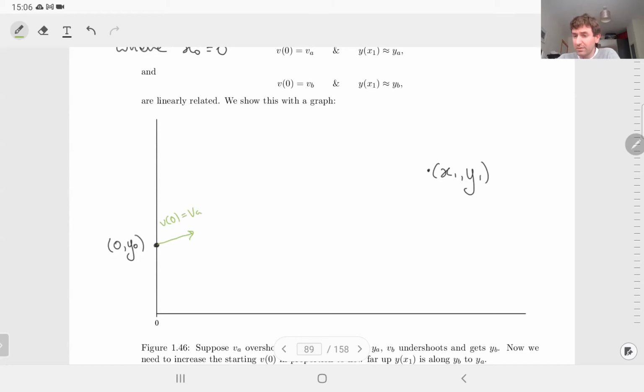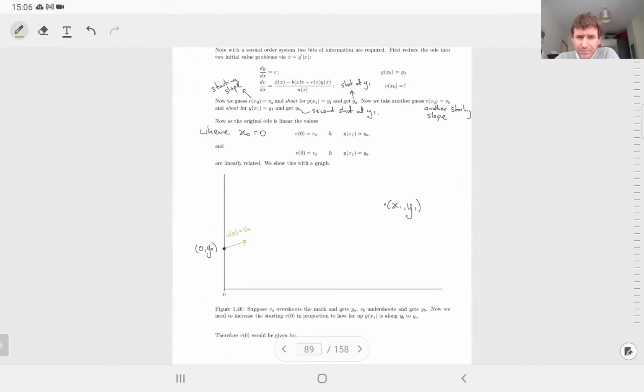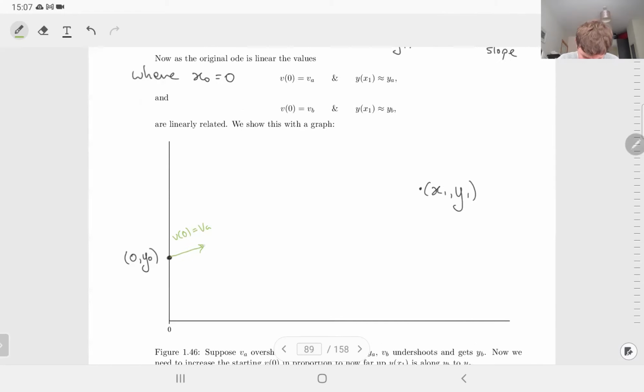Basically, we run the simultaneous differential equations, the system up the top of the page, with a starting Y value of Y zero and a starting V value of VA. You can come up with VA however you want, but in a question, we know Y0, Y1 and X1, so we could just do rise over run. We do our numerical method, and suppose it comes up something like this. At the x value that we want to finish with, we get y a. This is called an overshot.